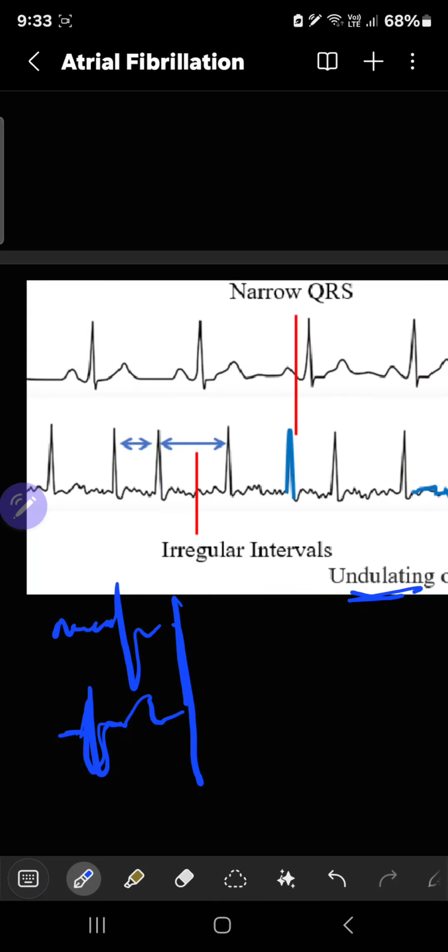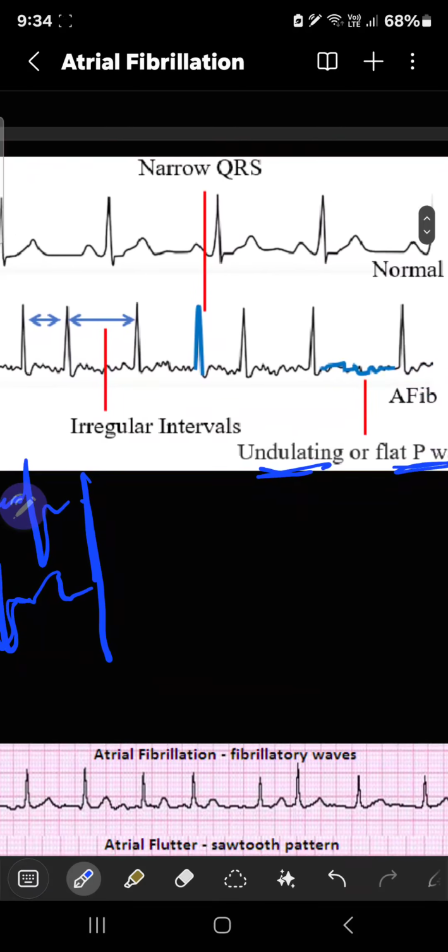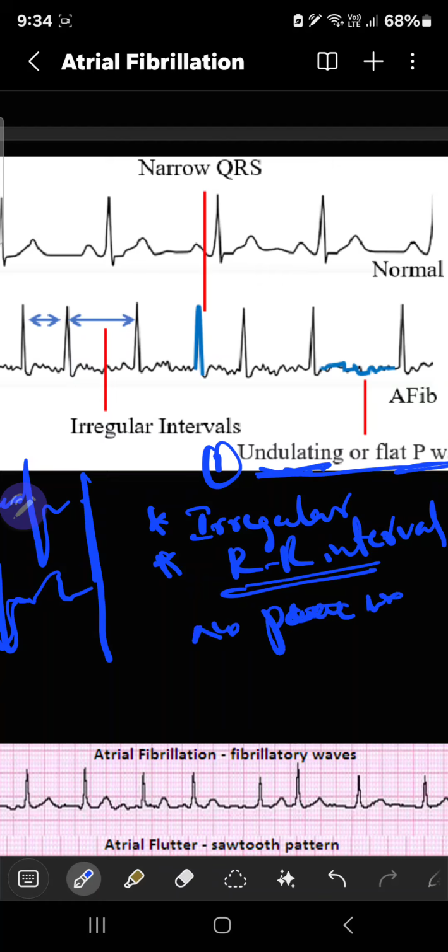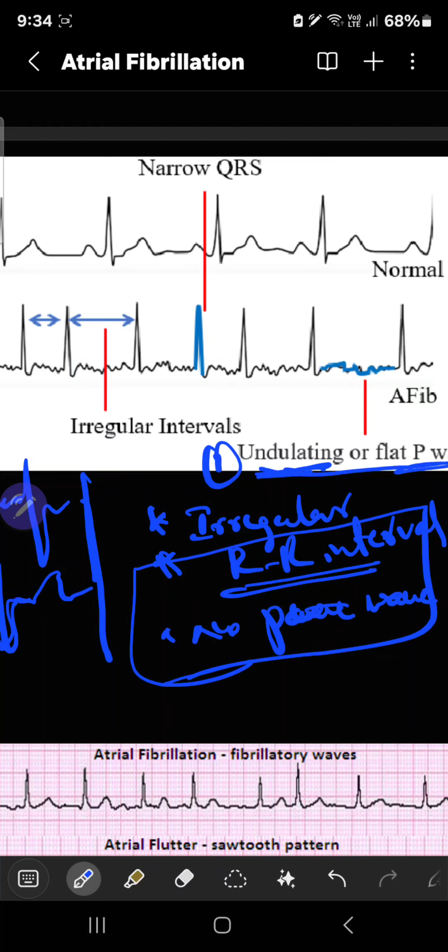In order to diagnose atrial fibrillation, there are two criteria. One is that there will be an undulating or flat P wave, and the second is that there will be an irregular RR interval. So no P wave and irregular RR interval. If you see these two, that's enough to diagnose atrial fibrillation.